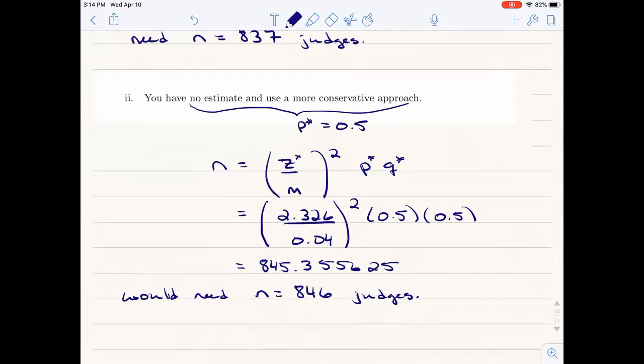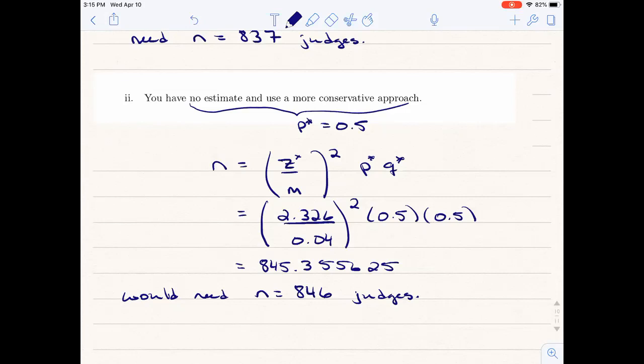It's just because, as a fact, if you have no prior information, you're going to use 0.5. So that's the more conservative approach. We just assume, okay, there's a 50-50 split here. We don't know anything about it. But also because 0.5 is going to give you the biggest estimate possible.